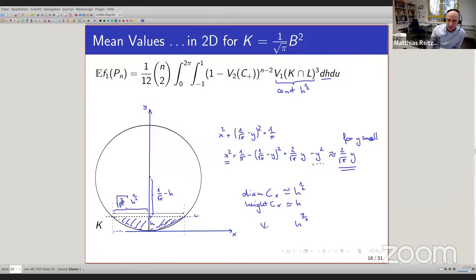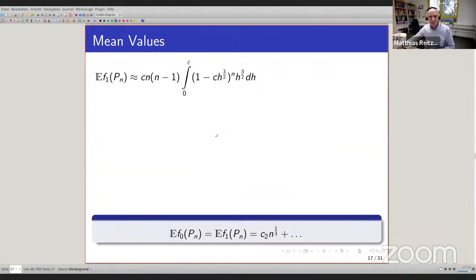And it is easy to see that V2 of C plus is, up to constants, a constant times h to the power 3/2. Clearly, I make some small error by ignoring this y squared here. And therefore, in the following, I will write this thing here. This means it's the same up to small error terms, plus smaller error terms.